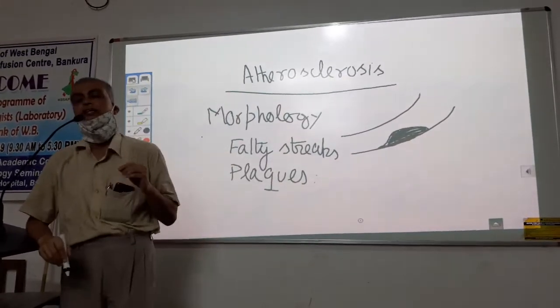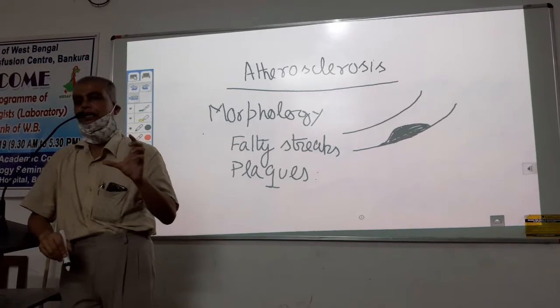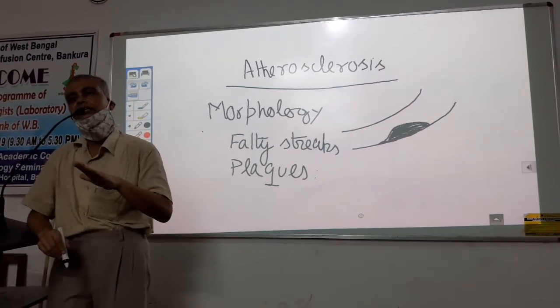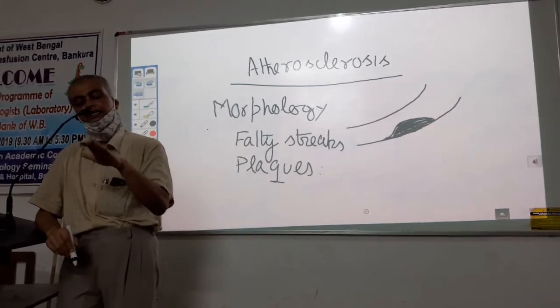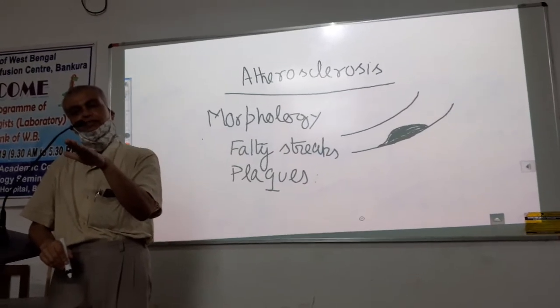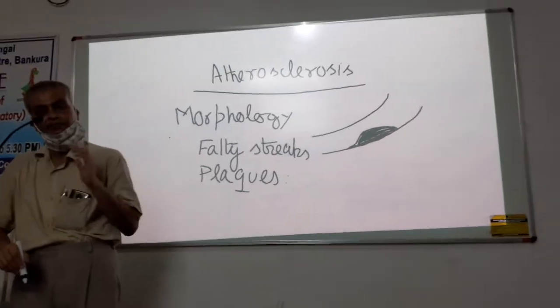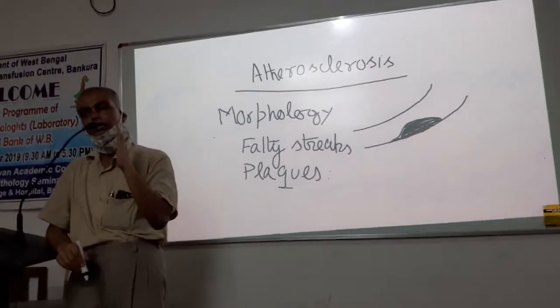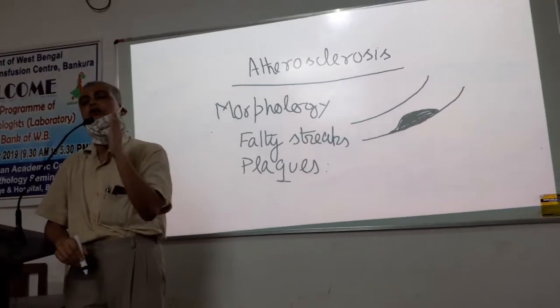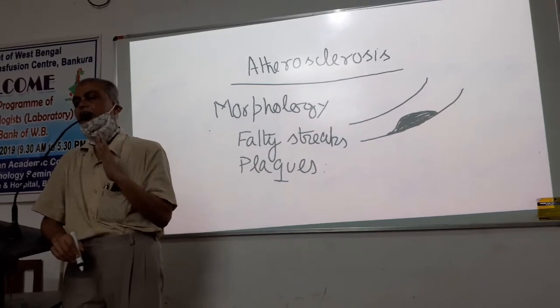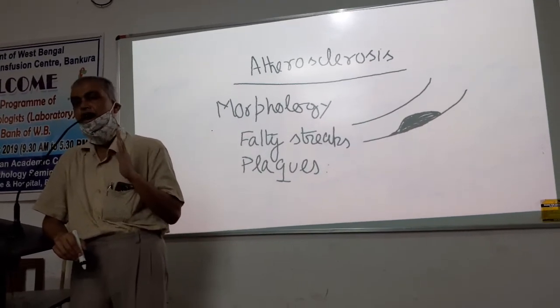The difference between a streak and a plaque is clear cut. One is linear, and there is no elevation of the intimal surface. Another will have elevation of the surface. One contains only macrophages containing fat, and another contains different things. What are the things we will see?